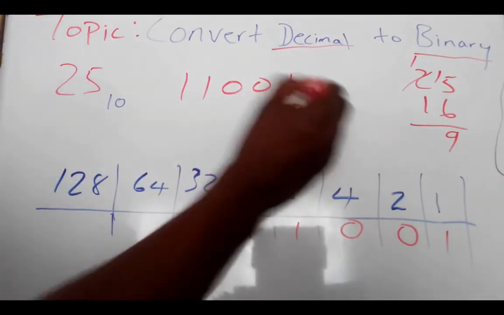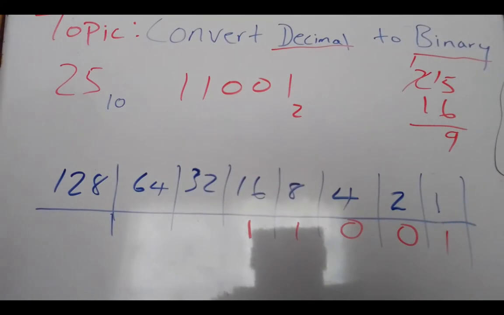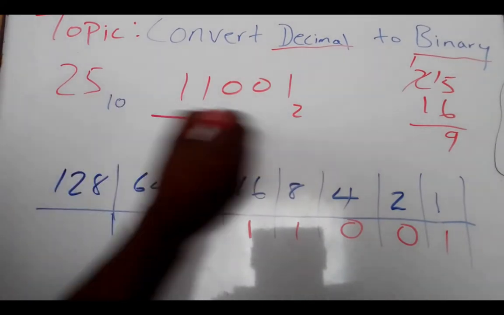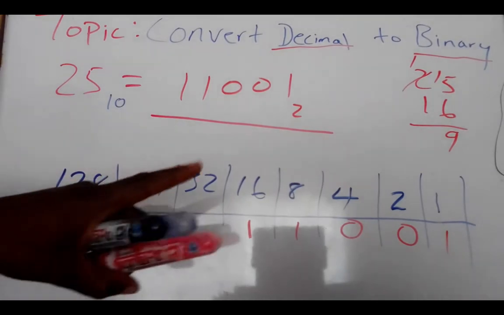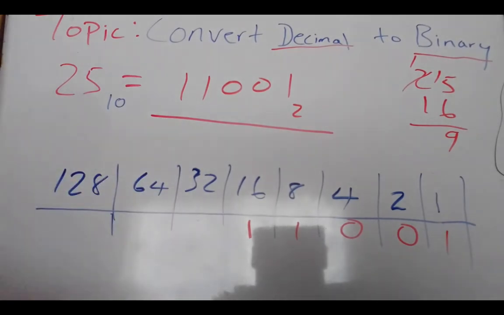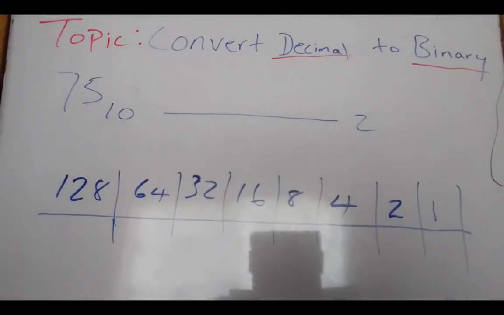You can put the 2 there for sure, so it's binary, base 2. This is what the computer sees when you input 25 in the computer. So let us do another example.